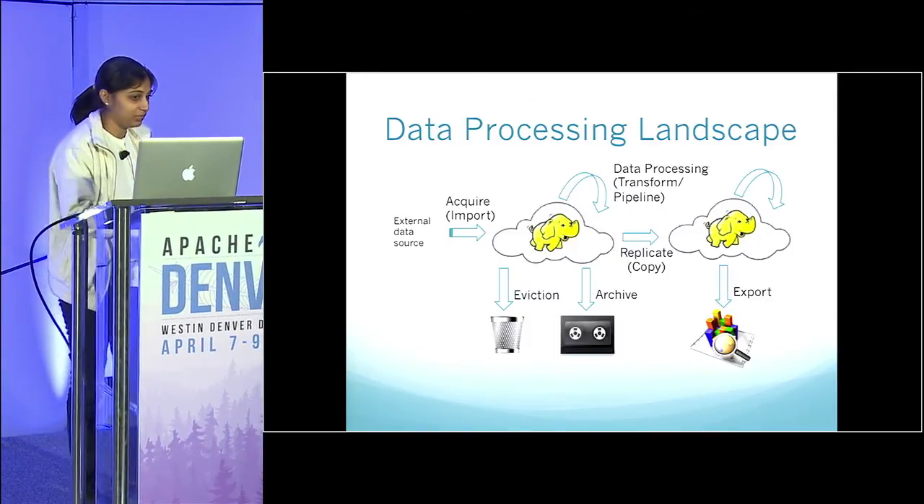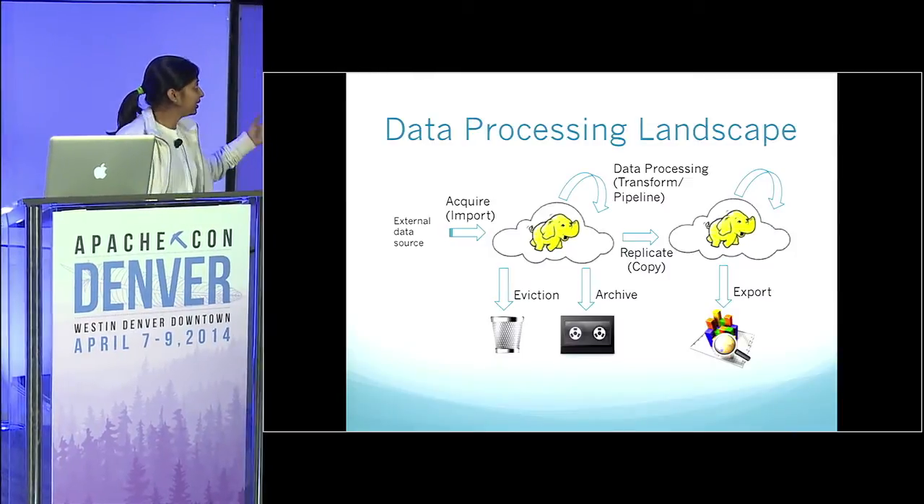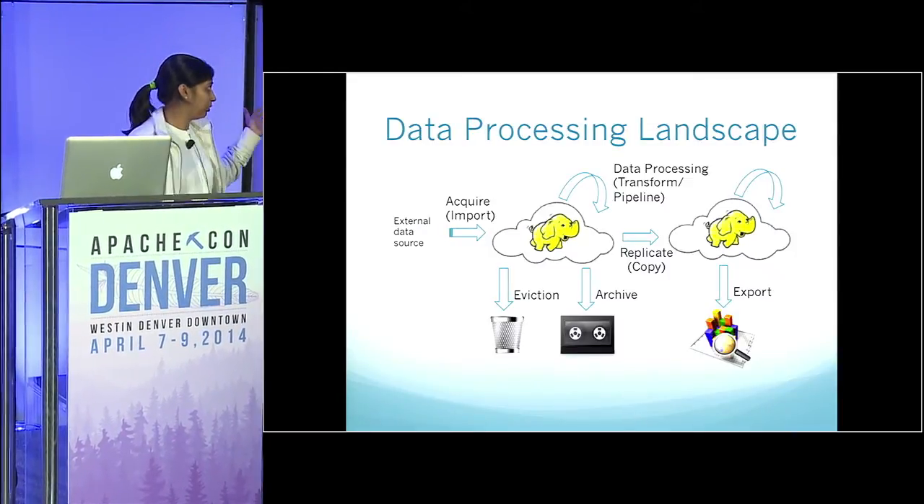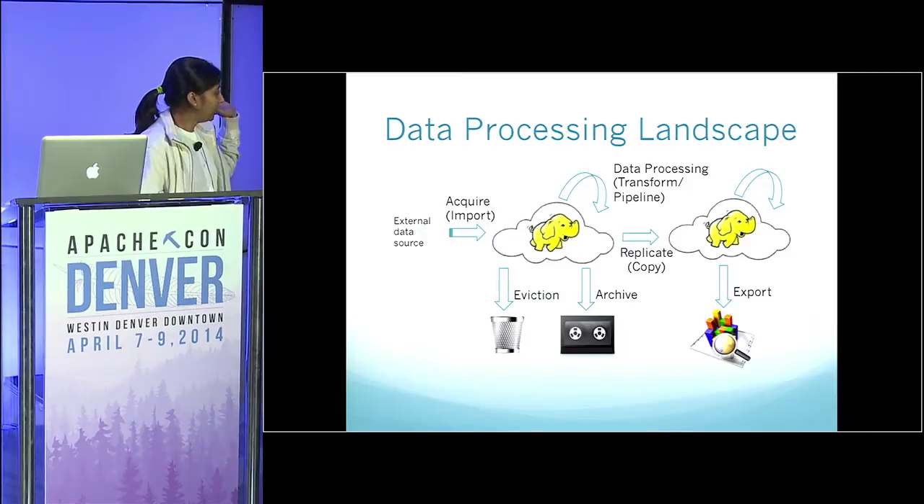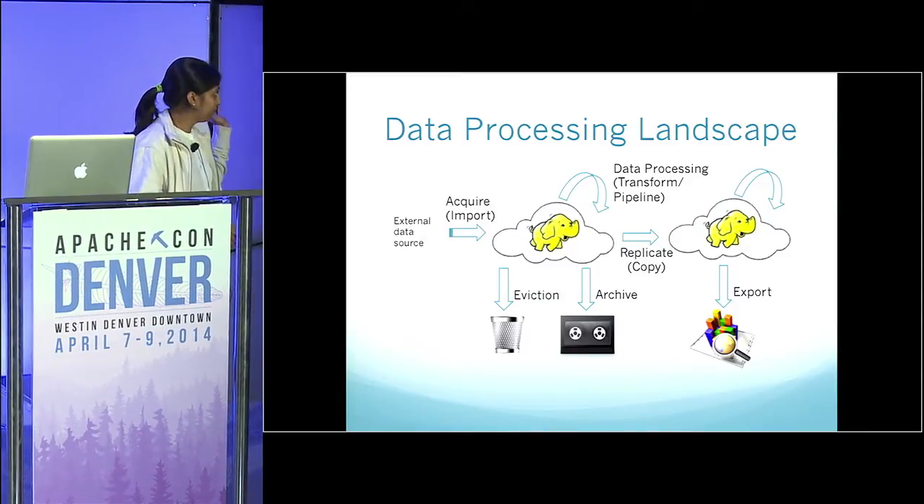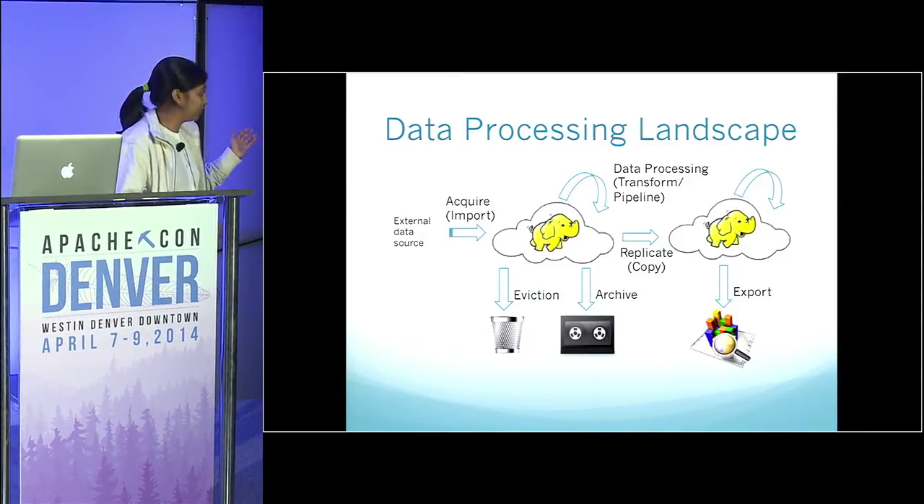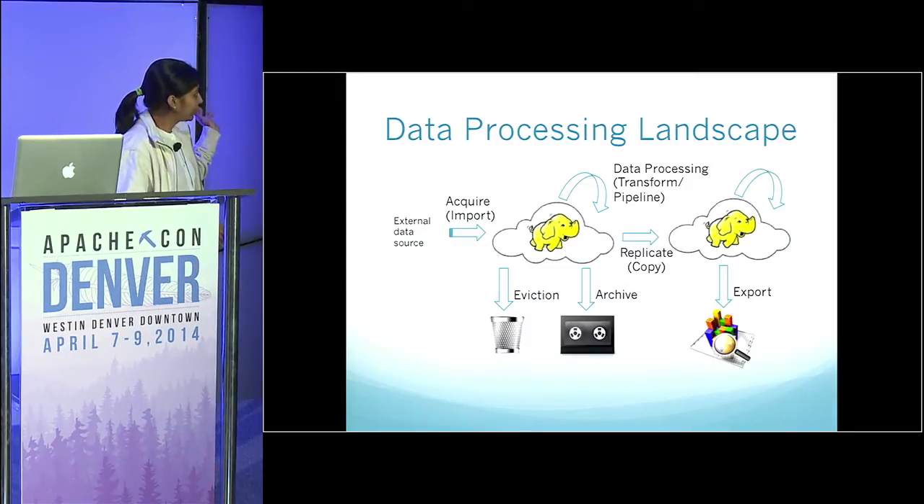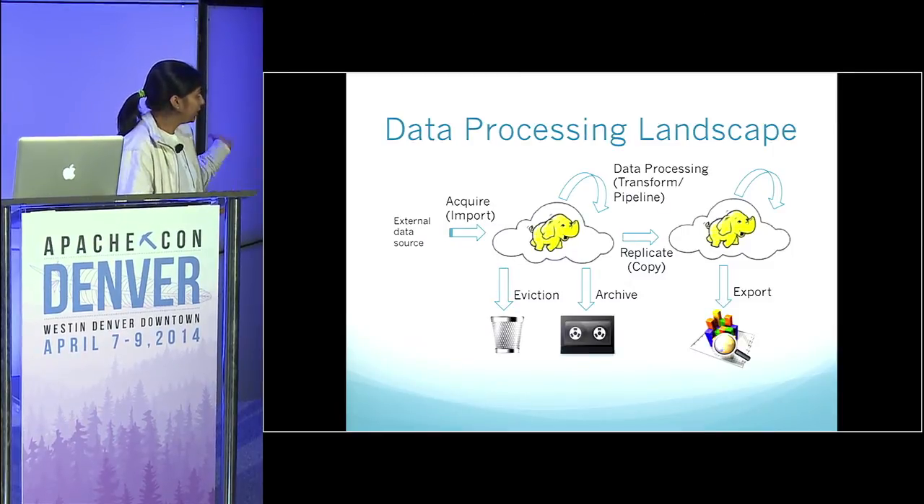Coming to the motivation. This is the typical data processing landscape on top of Hadoop. You have a Hadoop cluster, and there is data which comes into the Hadoop cluster. The data can stream from the application servers into the Hadoop cluster, or slow changing data, like the data in the DB or things like that, you can import into the Hadoop cluster.